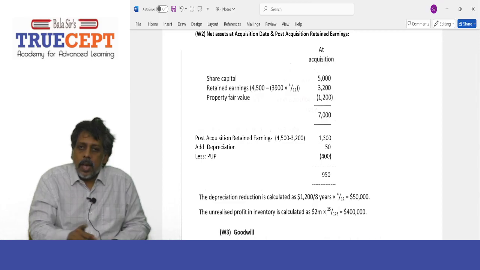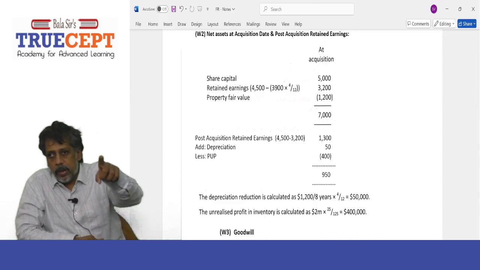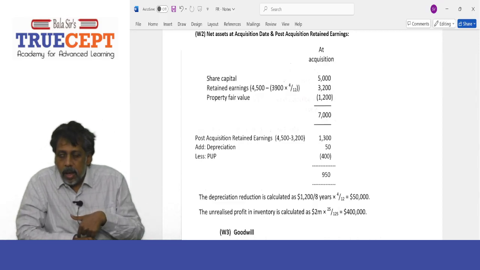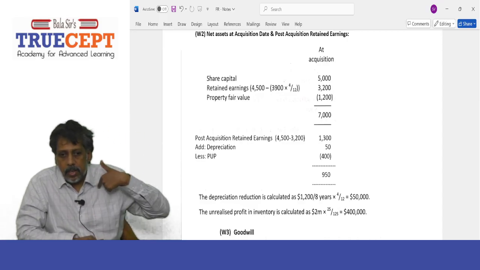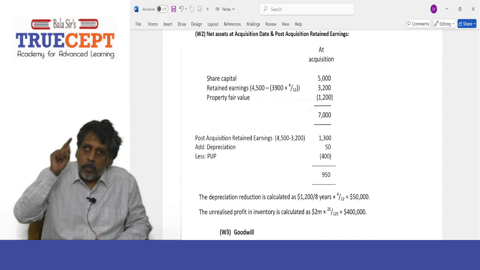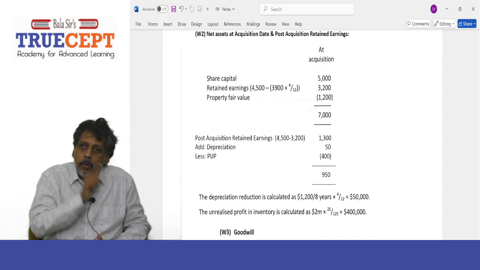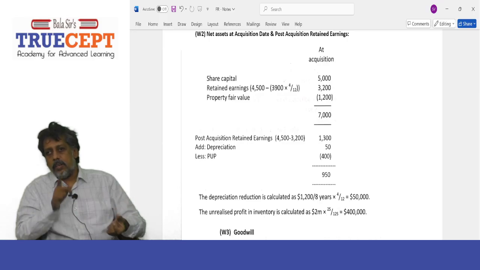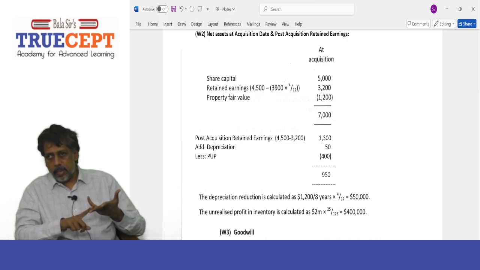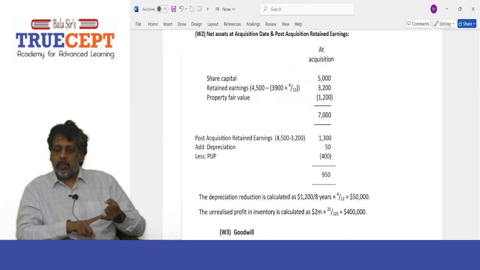And also, there are some goods sold by you people to me. Of that, $2 million worth of goods are lying in my inventory, on which you would have made some profit. Now, please remove the PUP. What is PUP? Provision for unrealized profits. Is that clear? Yes, sir. So, $1,300 and then add back depreciation 500.